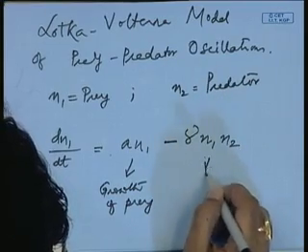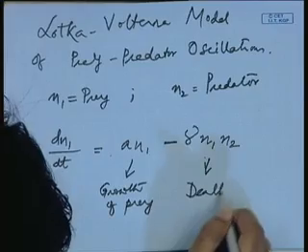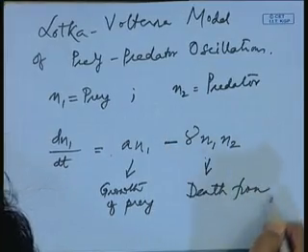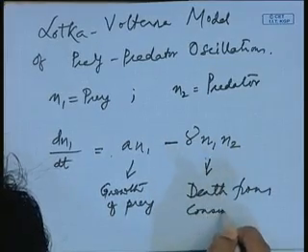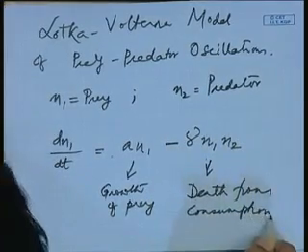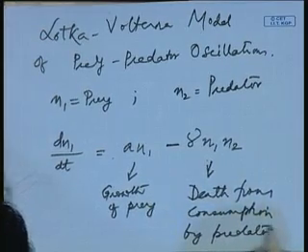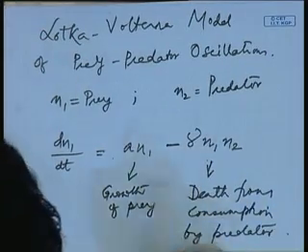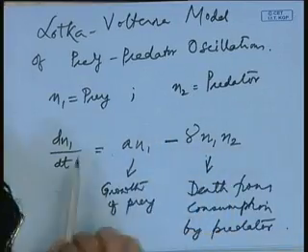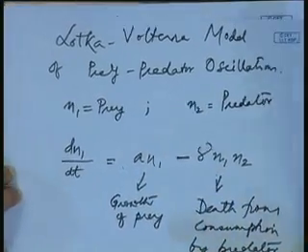Why? Because this is death from consumption by predator. Okay. So therefore, you have the growth here and the death here, and so this is the first part, that is the balance on the prey.